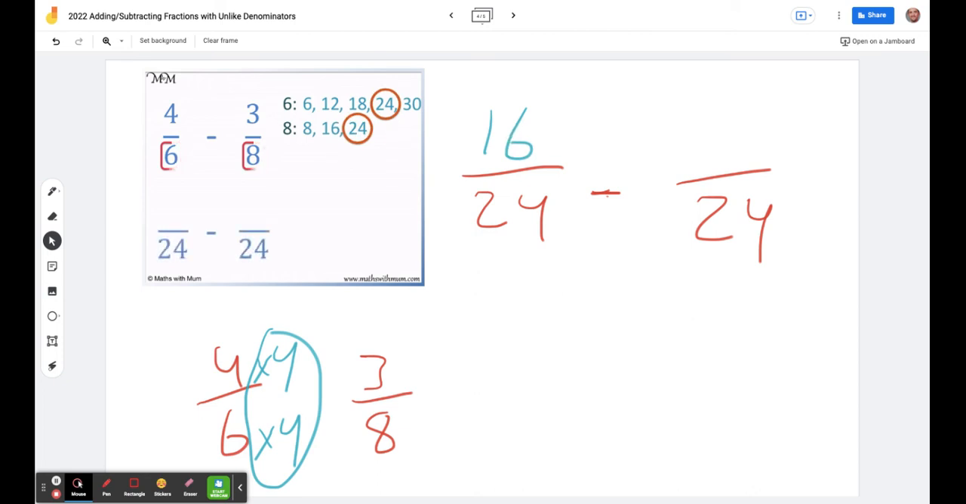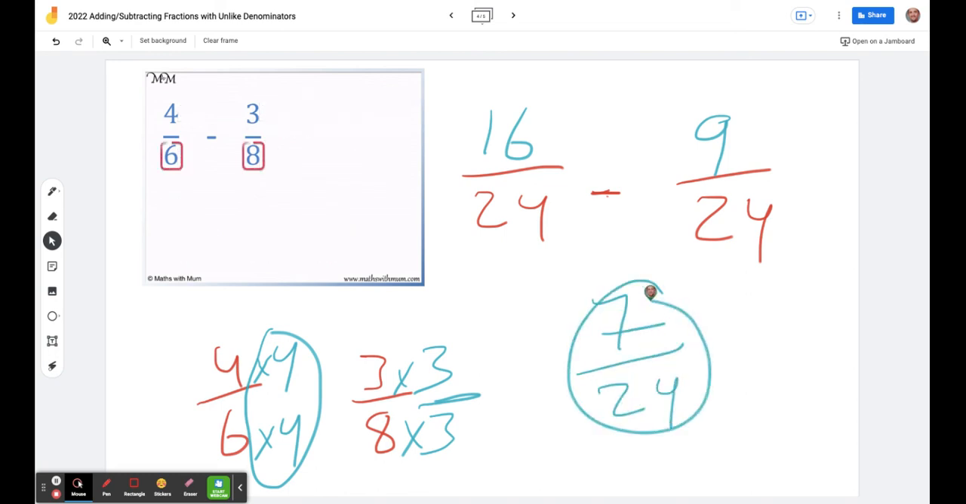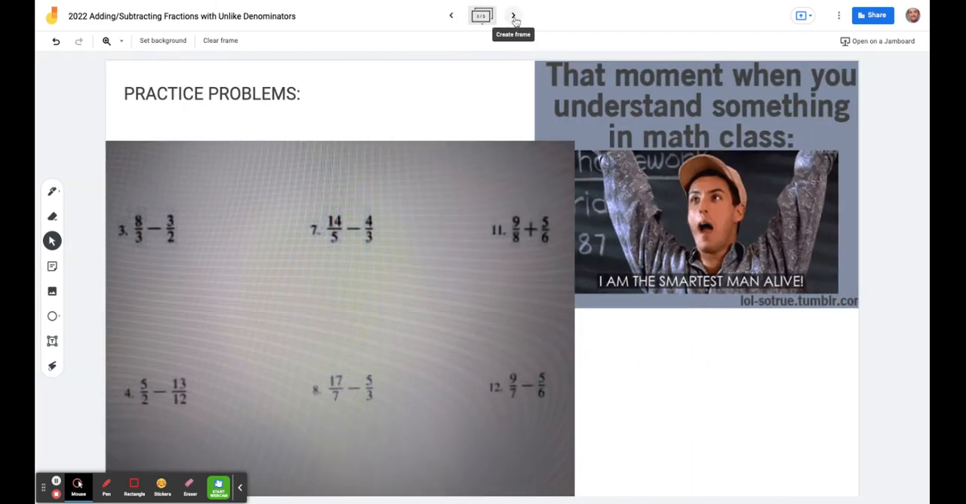And then how many times does 8 go into 24? 3 times. Hopefully you knew that fast. Then you do 3 times 3 as well, because 3 over 3 is 1. 3 times 3 is 9. So now you have 16 24ths minus 9 24ths. So you just subtract 16 minus 9, you get 7 24ths. Once again, if I go too fast, just watch it again.